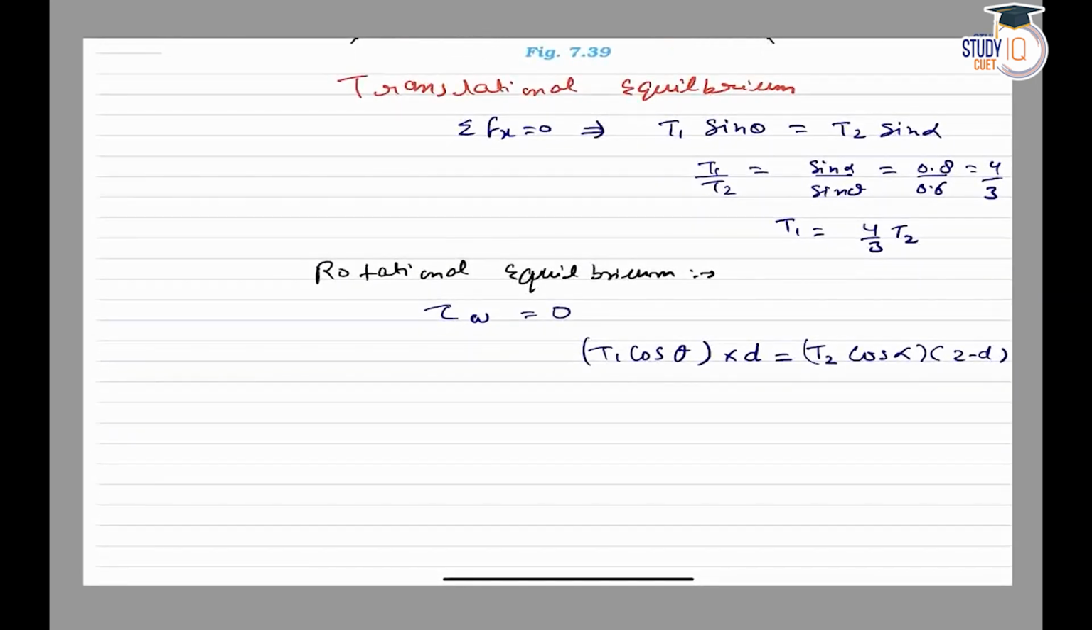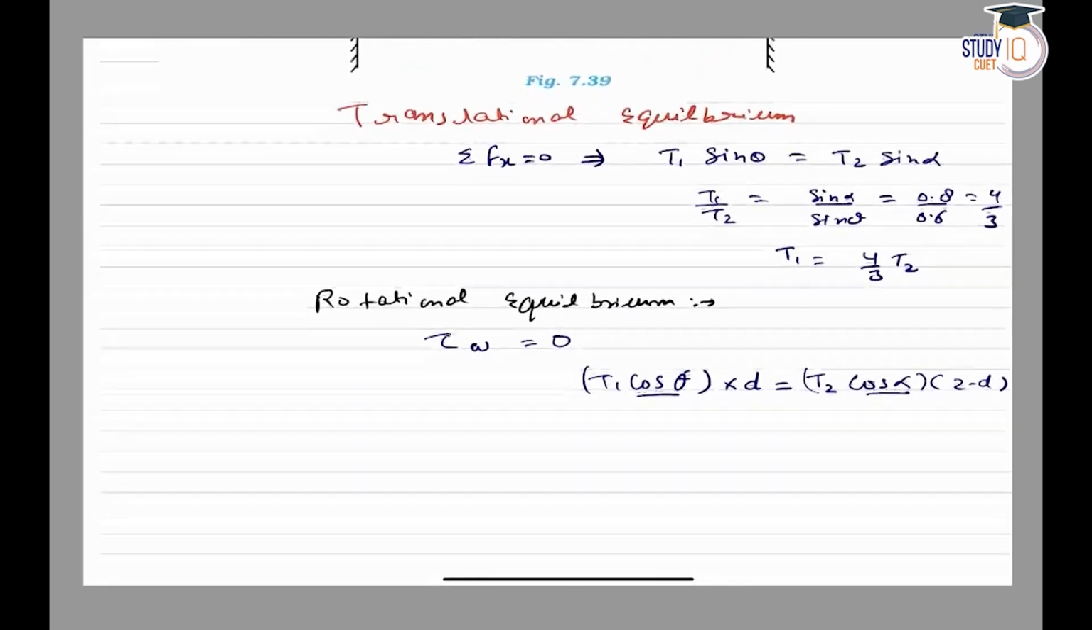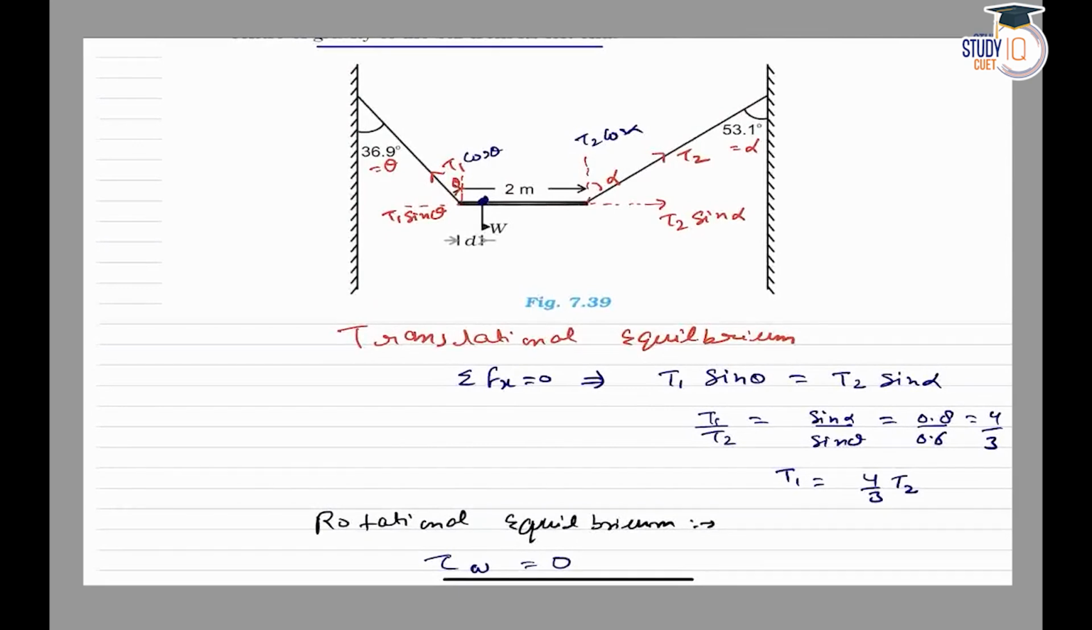On putting the values of cos theta and cos alpha, as we know that theta is equal to 36.9 and alpha is equal to 53.1, and solving this, we can find the value of d. The value of d comes out to be 1.2 upon 1.67, which gives d equal to 0.72 meter. It means the center of gravity is at 0.72 meter from the left end.